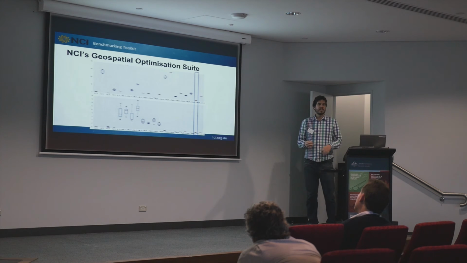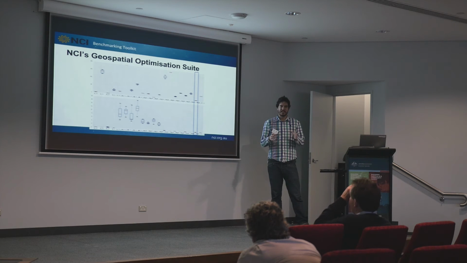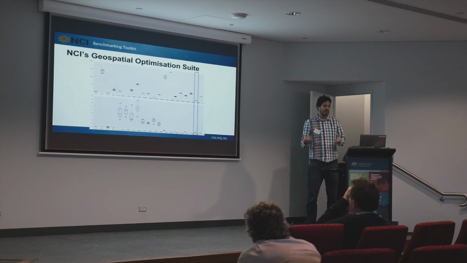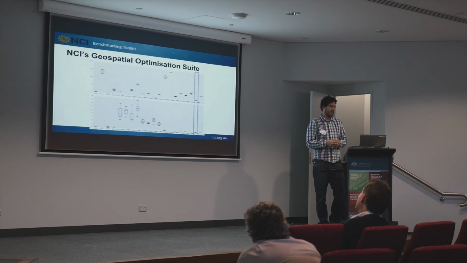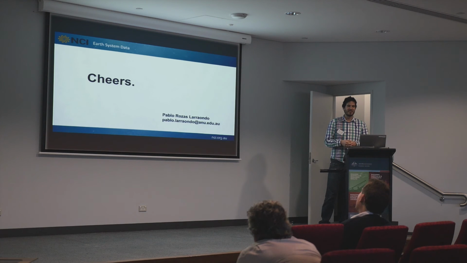At the NCI we care a lot about how we can park the data so that afterwards we can use our computer to get the best results. So we have come up with this geospatial optimization suite, which is a collection of benchmarks, of tests that we do to the data. We try different configurations, and for different use cases we select or detect where the best performance is. And this is briefly my talk.